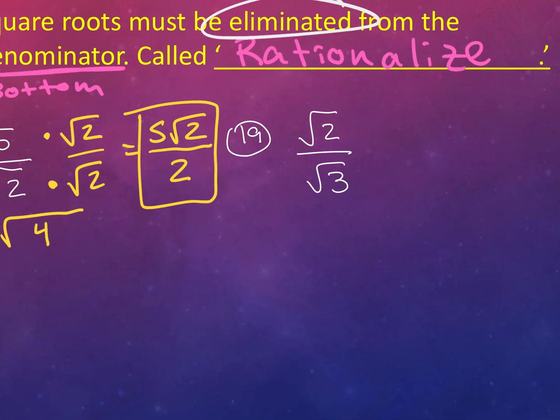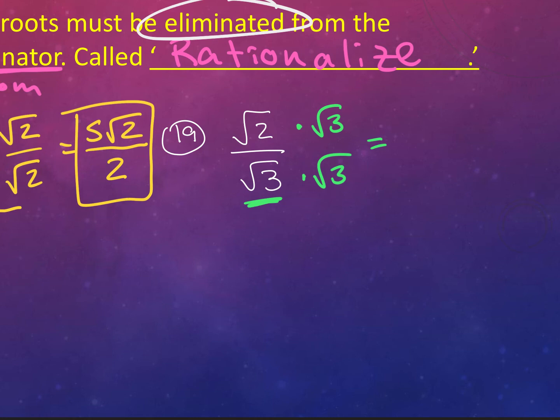All right, let's look at 19. What do you think I have to multiply here to rationalize? Square root 3. Whatever it is in our denominator, that's what we multiply. So I multiply the top and the bottom by square root 3.